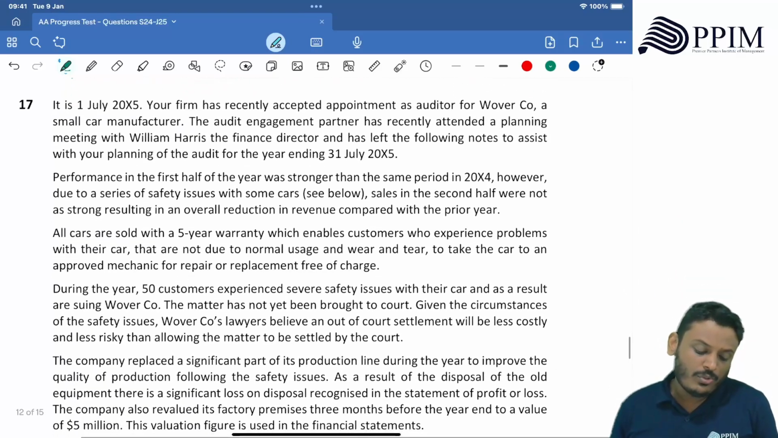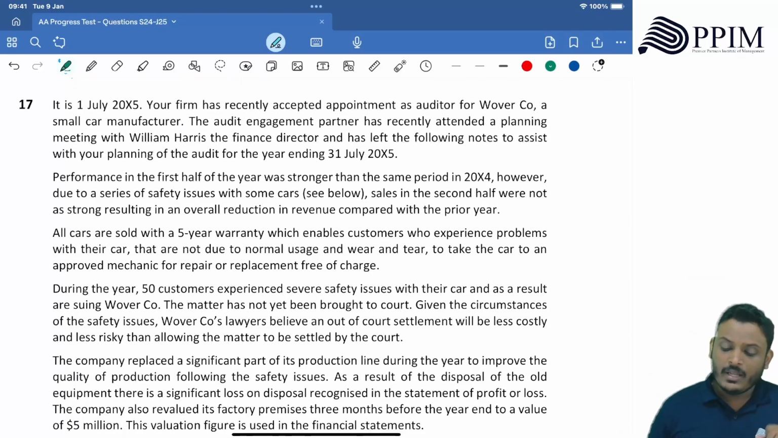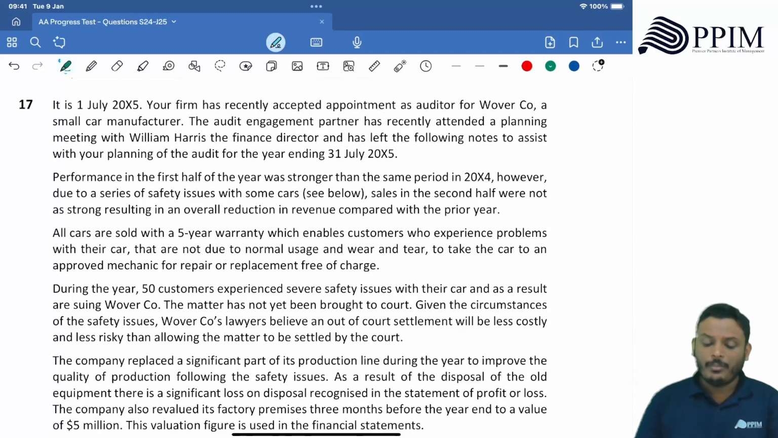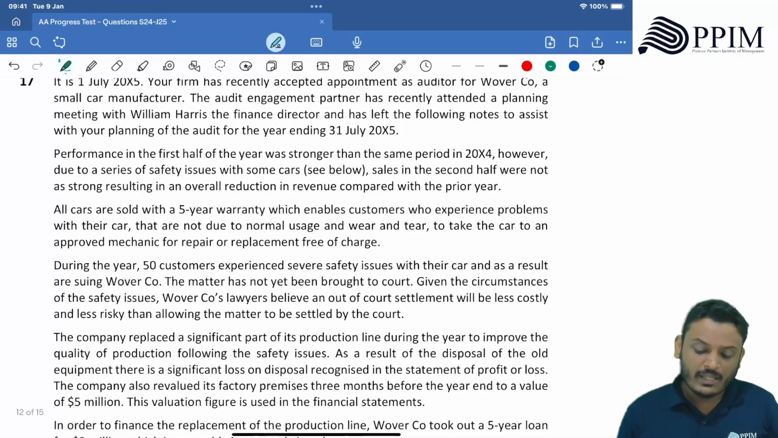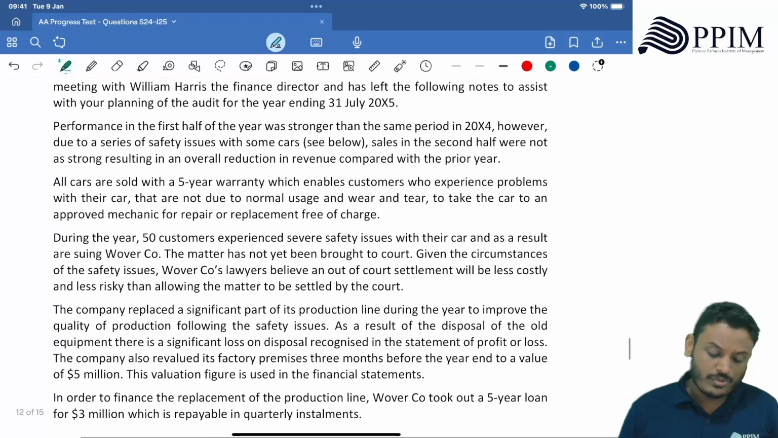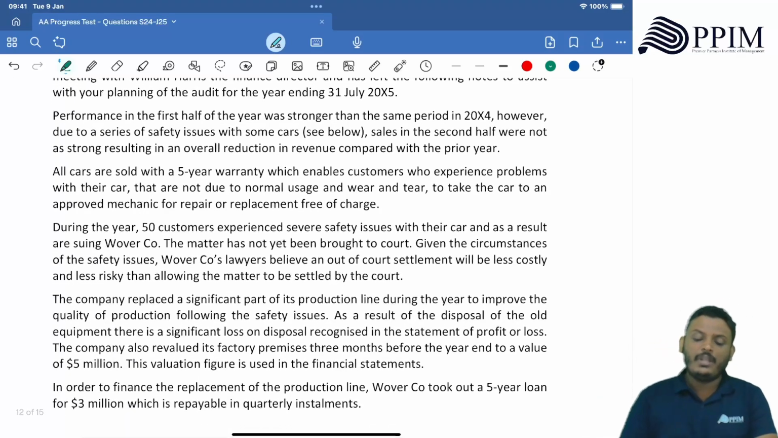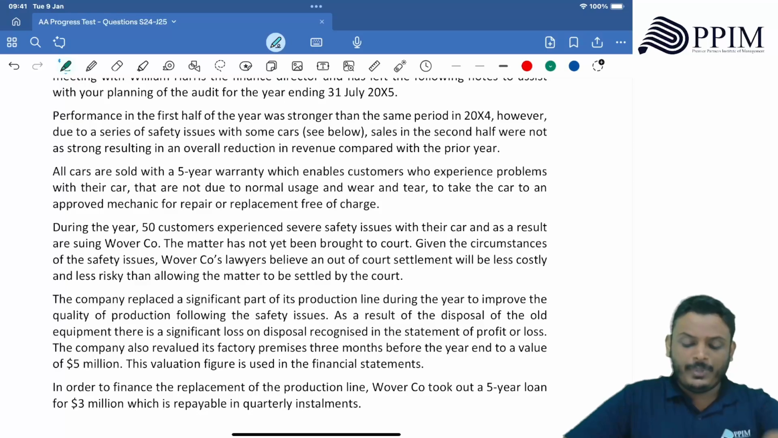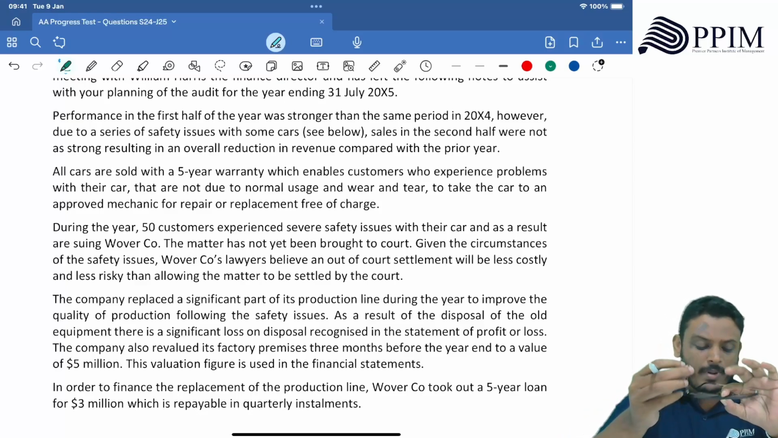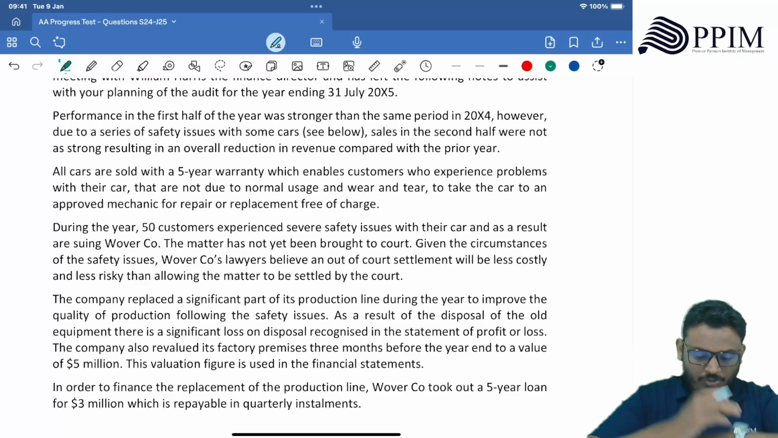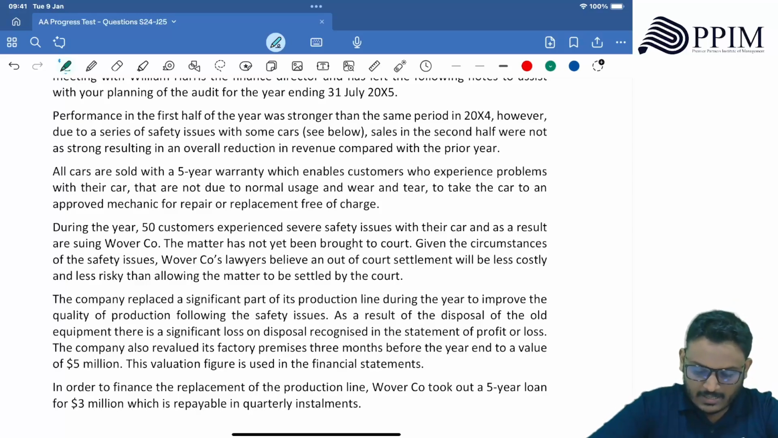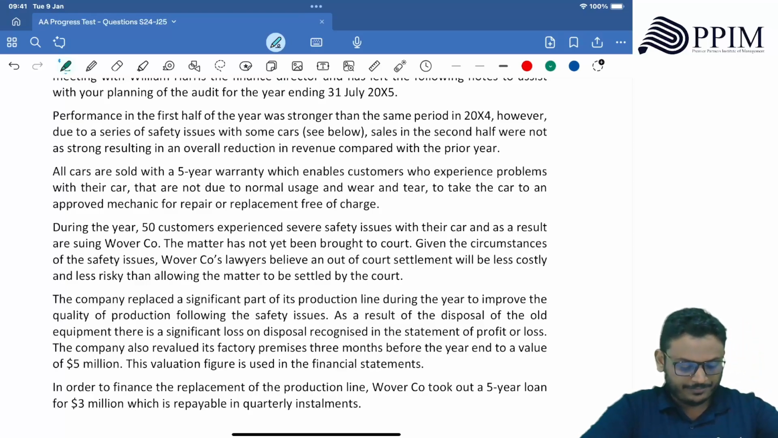It is 1st of July 2005. Your firm has recently accepted appointment as auditor of W and Company, a small car manufacturer. The audit engagement partner recently attended a planning meeting with William. The finance director has left the following notes. Performance in the first half of the year was stronger than the same period in 2004. However, due to a series of safety issues with some cars, sales in the second half were not as strong, resulting in an overall reduction in revenue compared with the prior year.